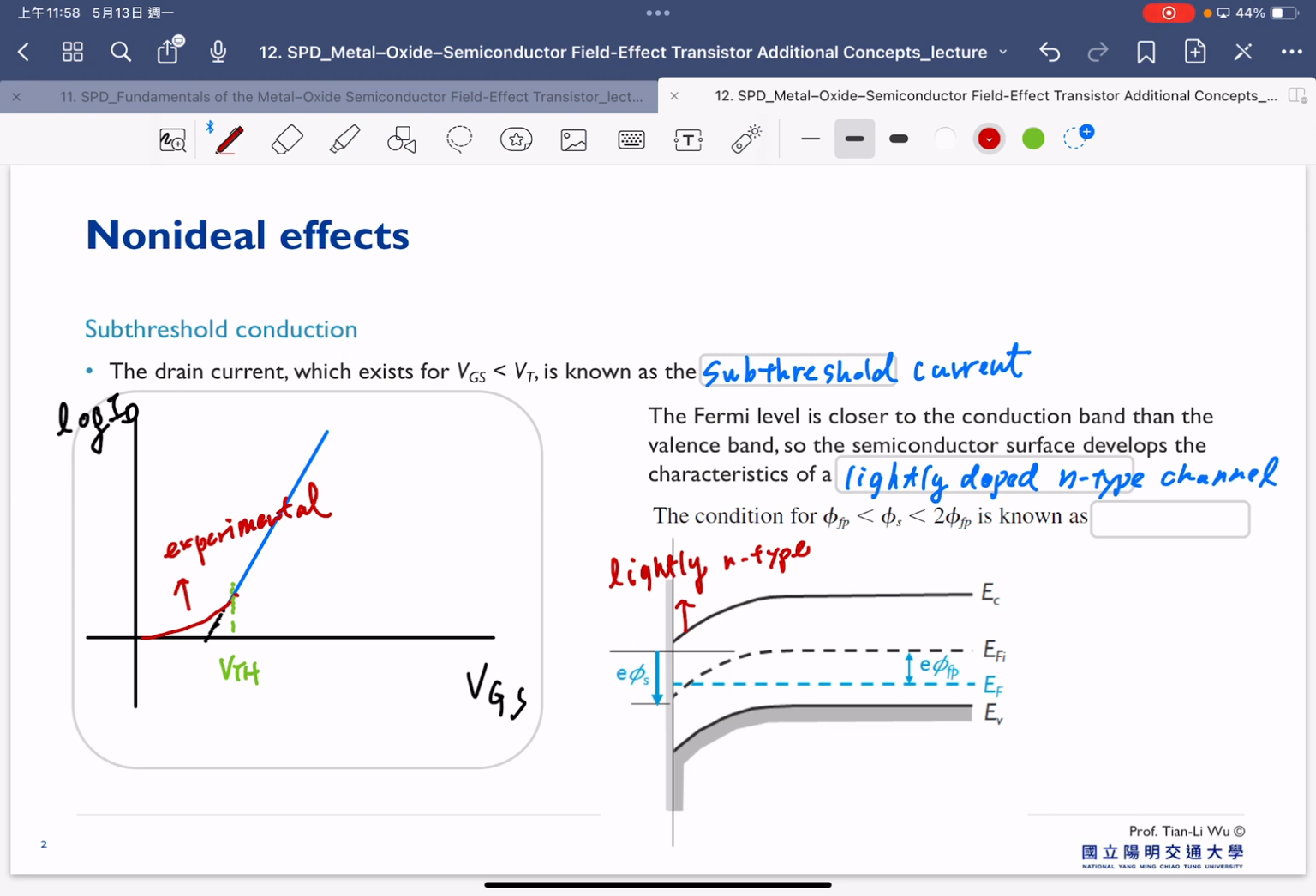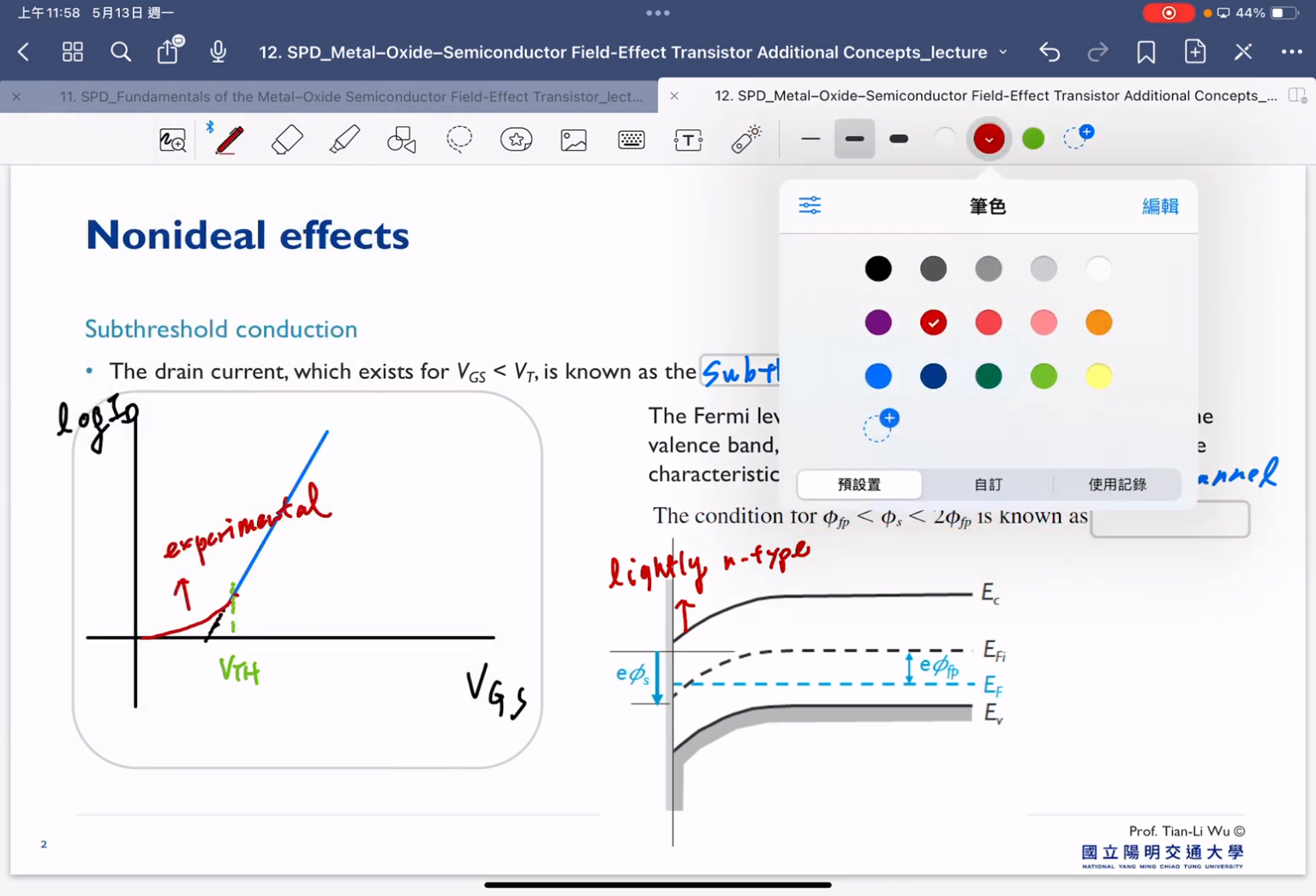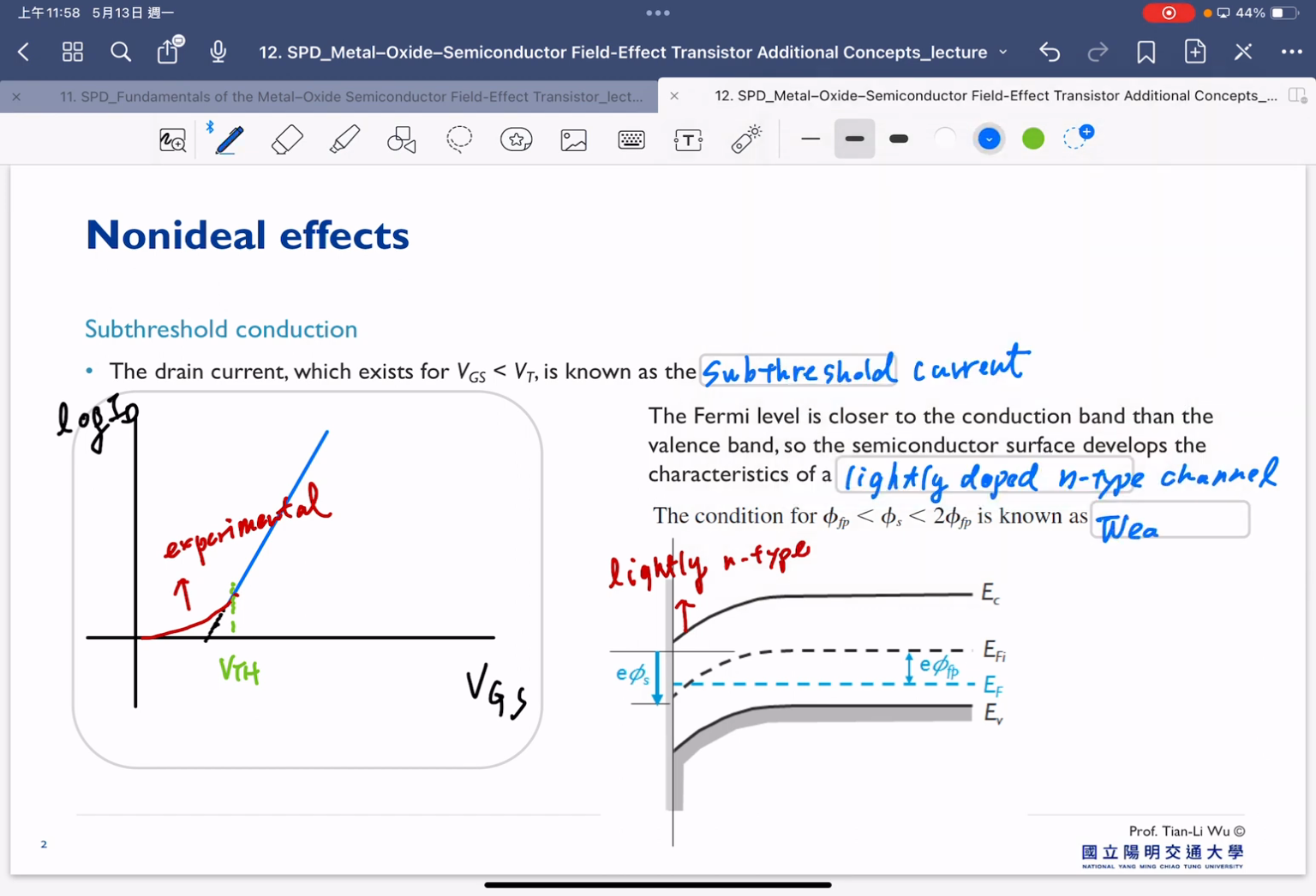So therefore, we can expect that some electrons can start to form. There is a certain electron density at this surface, and the condition between φp and 2φp is known as weak inversion. And this is exactly the same as our CV curve. So everything is very consistent no matter what aspect you look from.